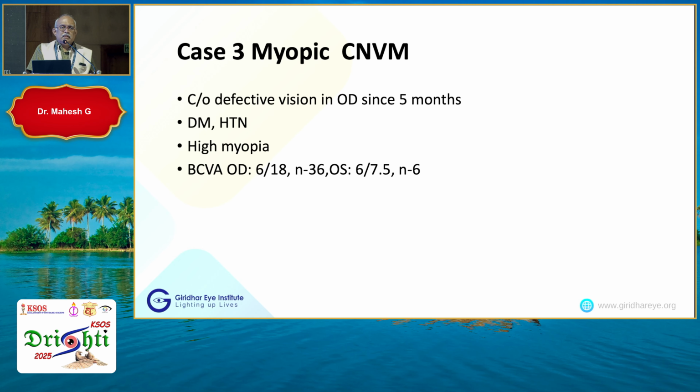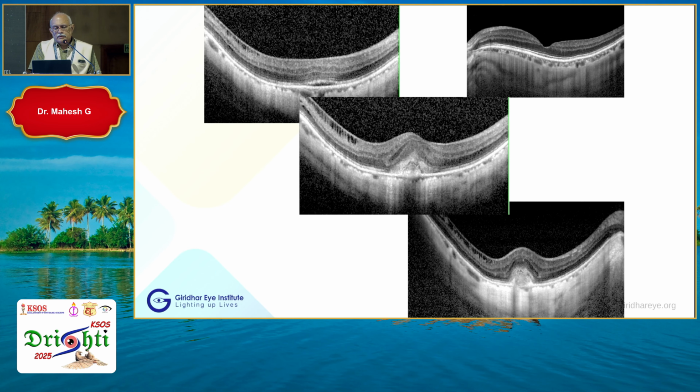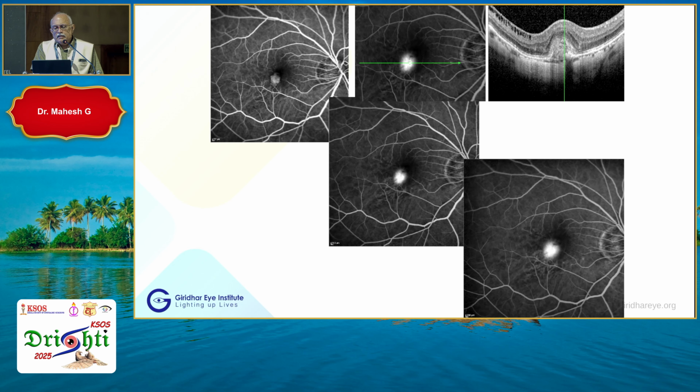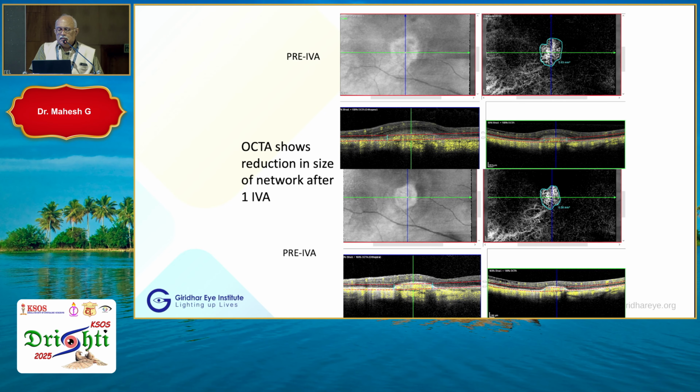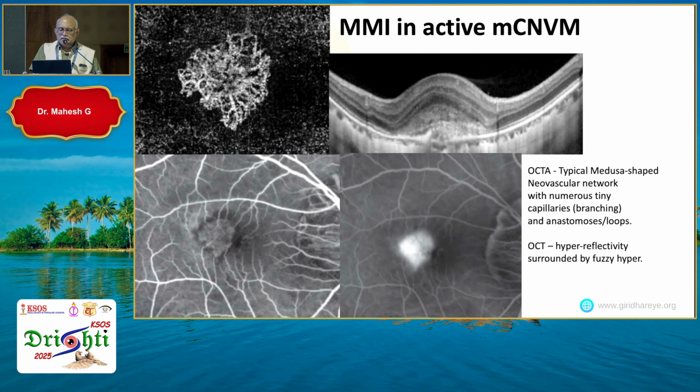This is a very useful indication, that is myopic CNVM. The classic investigation to diagnose a myopic CNVM is dye angiography. So you can see a nice hyperreflective subretinal lesion, and in the angiogram it is profusely leaking, which reduces after injection. But the OCTA is equally useful, which shows the network very nicely, and after injection the regression and the mature vessels are seen.